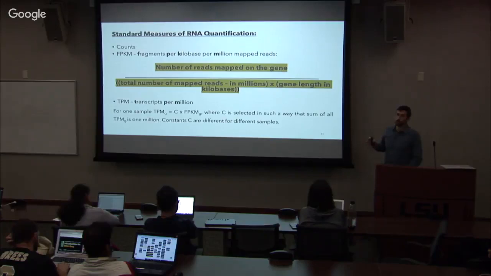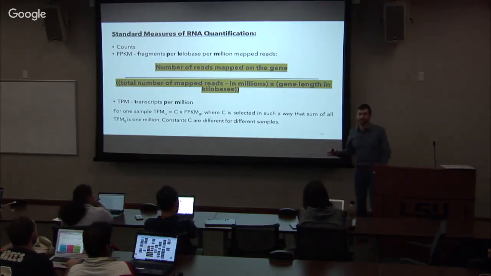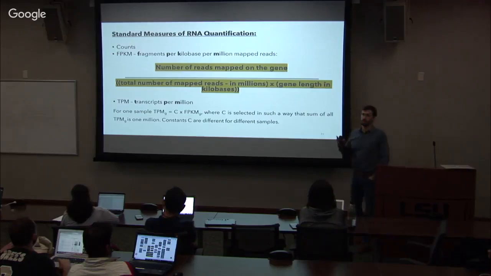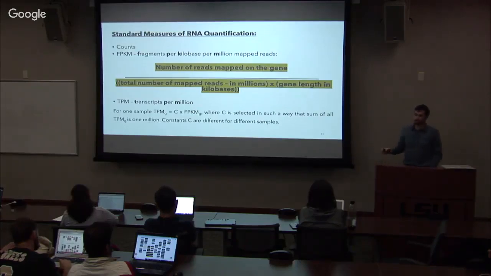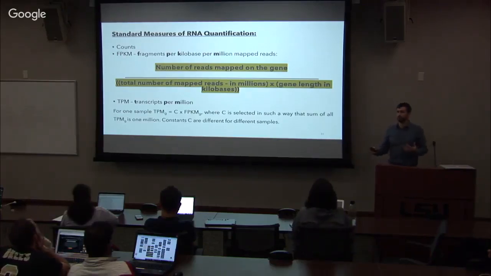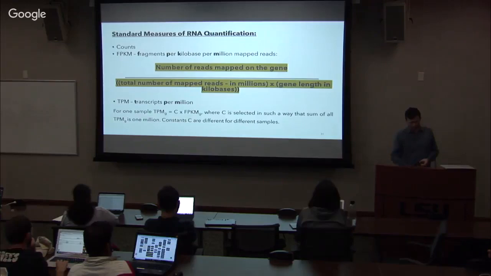Now, some people would argue that the length of the gene does not matter. And that's why TPM is becoming more popular, and some would say the standard. TPM does not account for the length of the gene. It just accounts for the total number of mapped reads. But essentially, other than that, it's the same concept. It's a way to normalize your numbers so that they are more comparable between different samples.